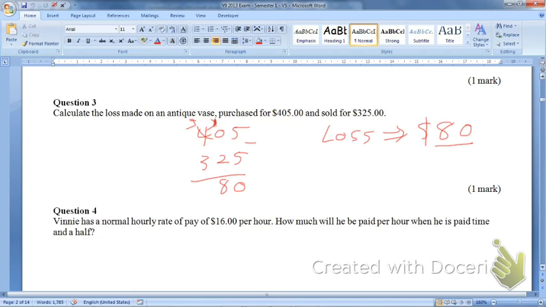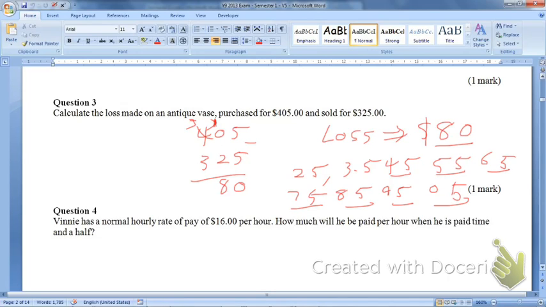Another way you could do it is count. 25, 35, 45, 55, 65, 75, 85, 95, 105, then 10, 20, 30, 40, 50, 60, 70, 80. Some people tried to overcomplicate that question far too much.